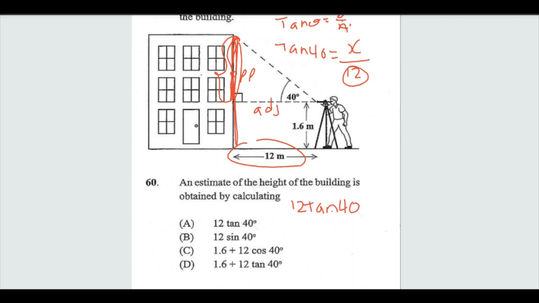You want to find the remaining piece, and that will be the man's height. So we add the man's height, which is 1.6, to 12 tan 40, so 12 tan 40 plus 1.6, or we can say 1.6 plus 12 tan 40, and that is D.